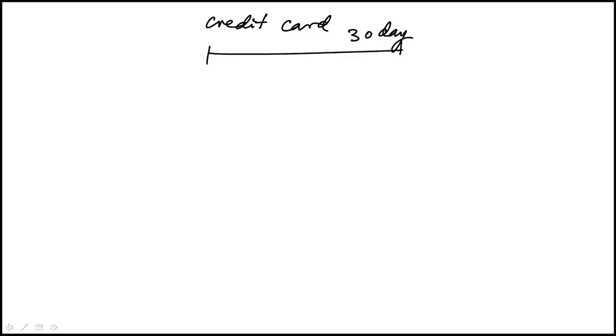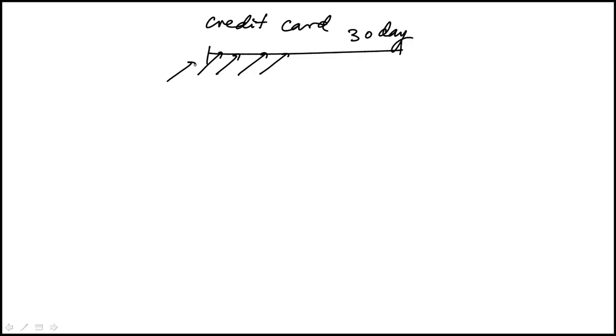So in this problem, we're given that on a credit card account, the average daily balance for a 30-day billing cycle is just the average of the ending balance at the end of each of the 30 days. So whatever the balance is at the end of each of those 30 days, you just add them all up, divide by 30, and that's the average daily balance.